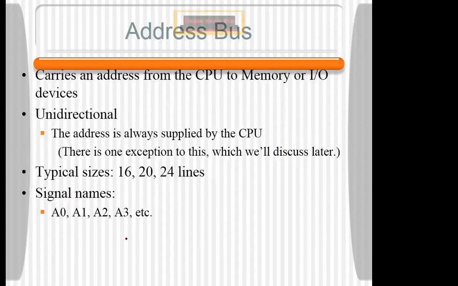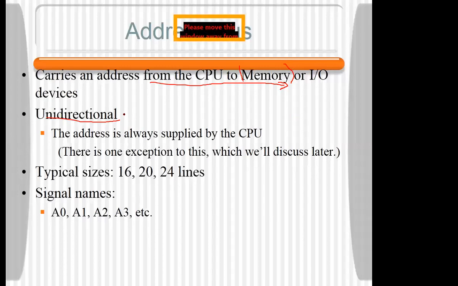Right? Then we have the address bus, which carries an address from the CPU to memory. This is unidirectional. Information only moves from the CPU to the memory, which means the memory gets the addresses from the CPU. The input-output devices also get addresses from the CPU. In other words, the CPU is the only device which supplies the addresses. That's why we are saying it's unidirectional. It's one way out of the CPU. And normally the signal lines are given A, A0, A1, A2, and so on.